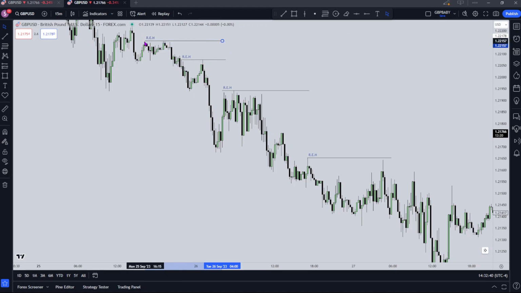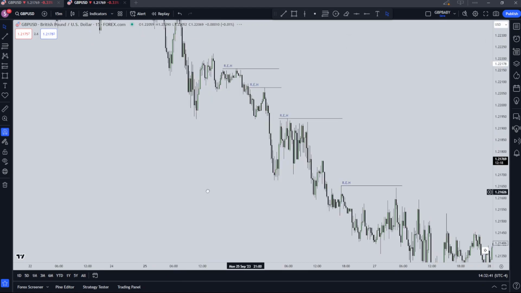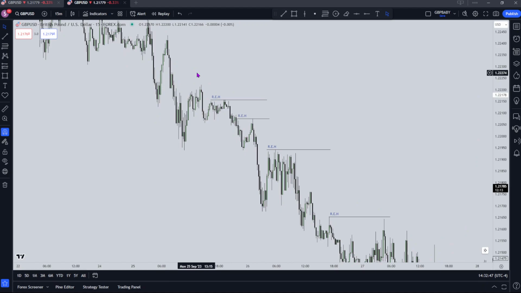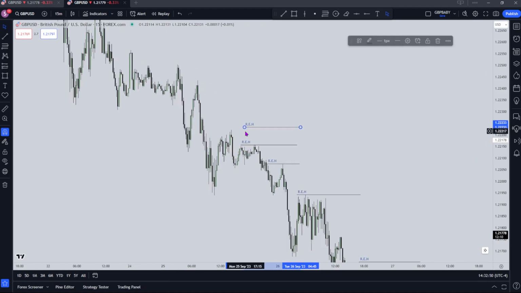So these are relative equal highs, and what you want to do is just go in your charts. Like I said, this is the first thing I learned. I'm just teaching how I learn how to read charts, right? So you just need to go in your charts and just recognize and find relative equal highs and lows.